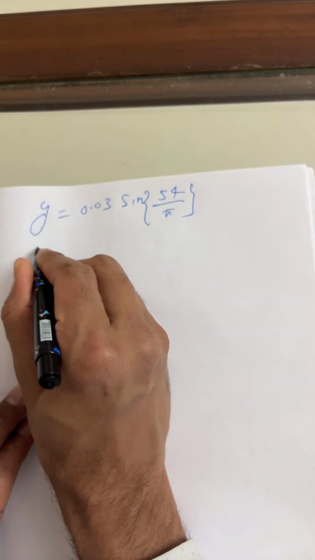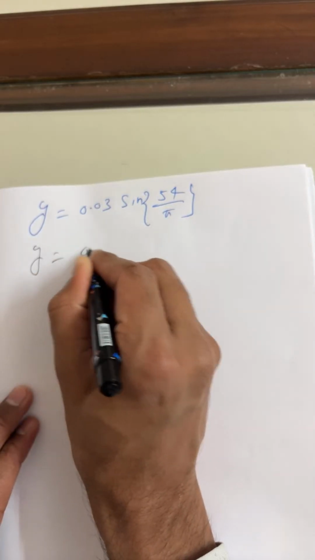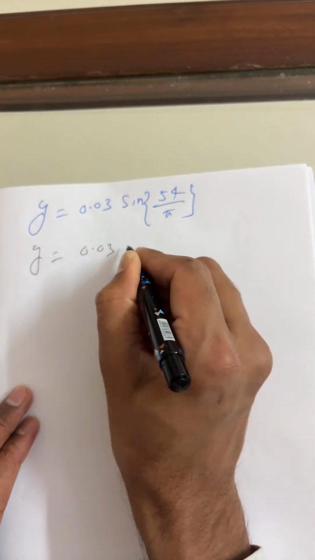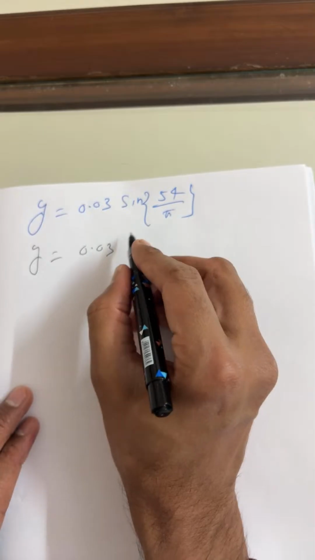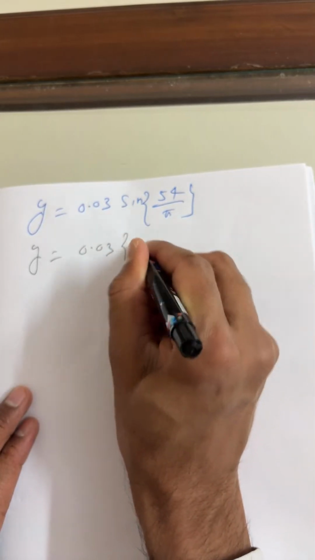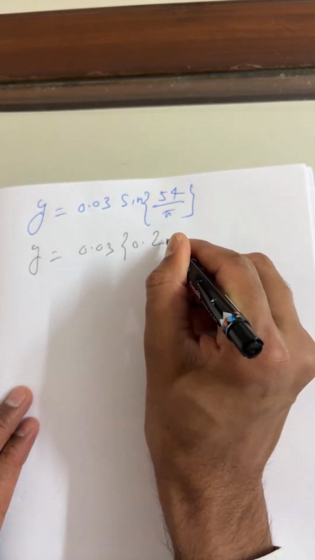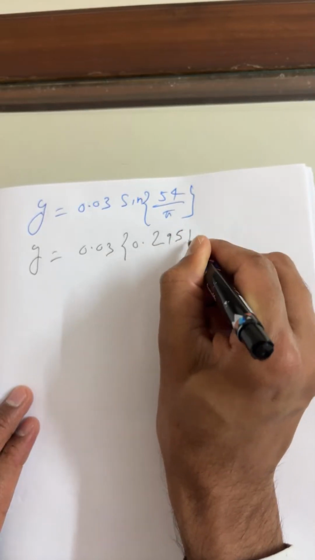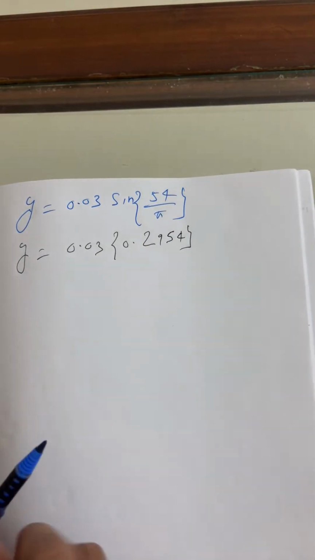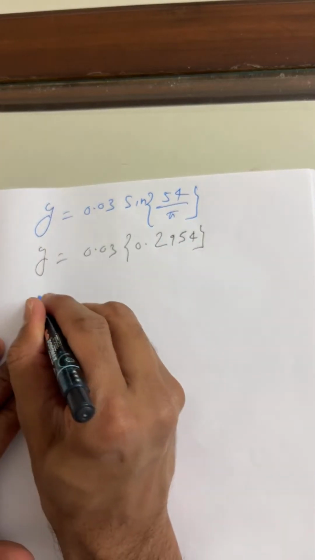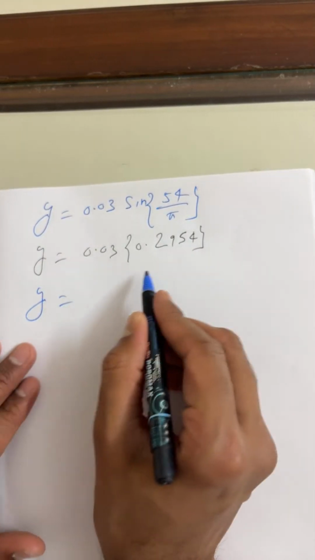Okay, now this is beta, 0.03 into beta. What can we say? This is 0. Beta g, 2954. So finally you can solve it. Beta, by how much will you get here?